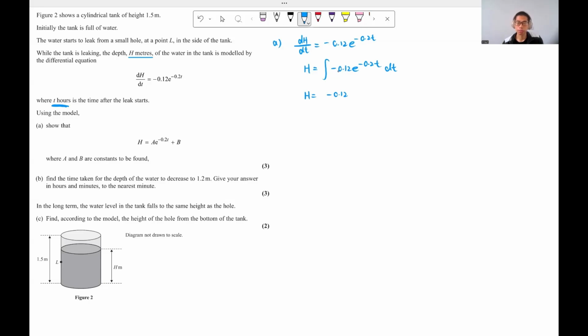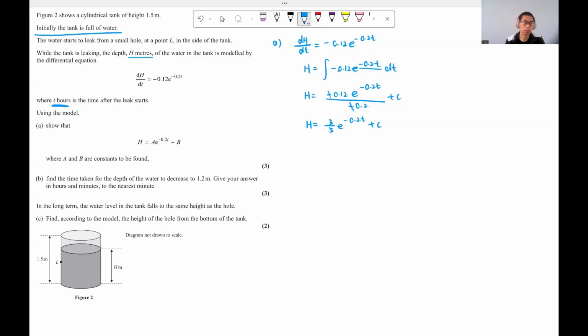And then since this is just a linear expression, it's just e to the power negative 0.2t, and then divide by the coefficient of t, which is negative 0.2, plus c. So simplify that: negative over negative cancelled, and 0.12 divided by 0.2 is equal to 3 over 5. So h equals 3 over 5 e to the power negative 0.2t plus c. And now we need to find out the value of c.